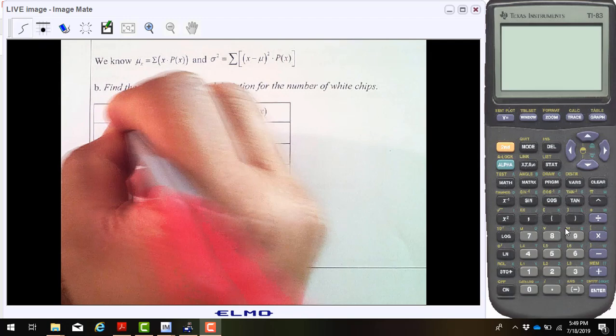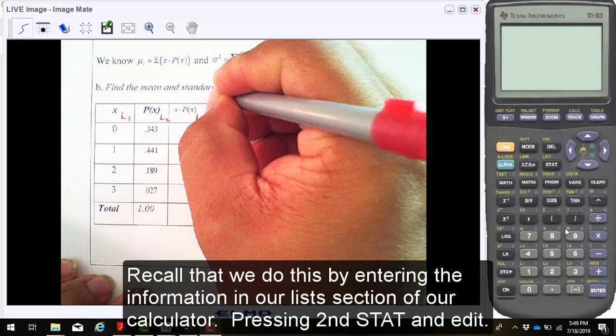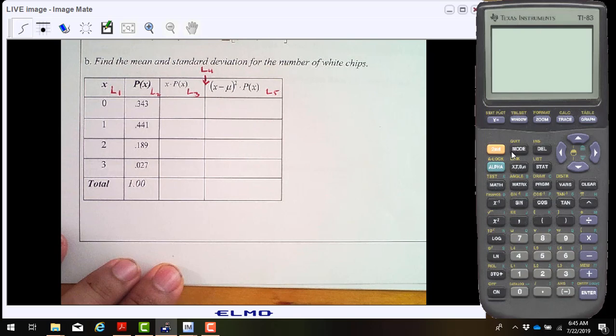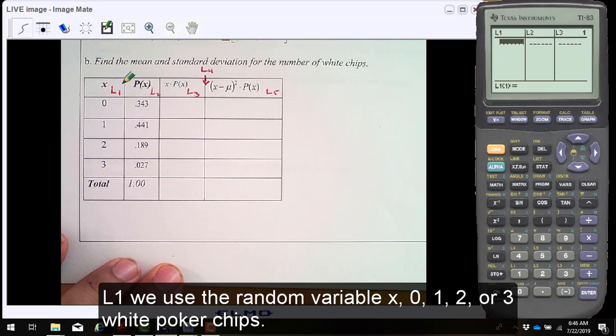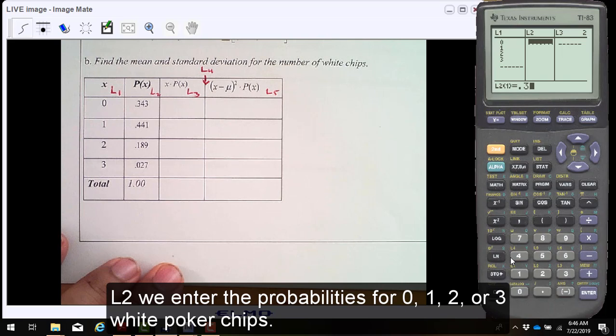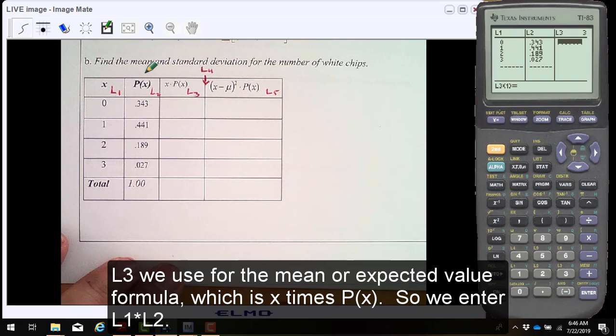Recall that we do this by entering the information in our list section of our calculator, pressing second, stat, and edit. In L1, we use the random variable X, 0, 1, 2, or 3 white poker chips. In L2, we enter the probabilities for 0, 1, 2, or 3 white poker chips. L3 we use for the mean or expected value formula, which is x times P of x, so we enter L1 times L2.